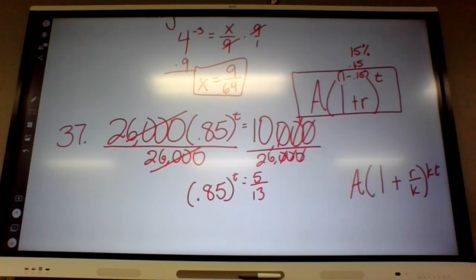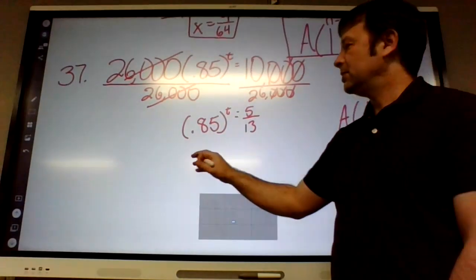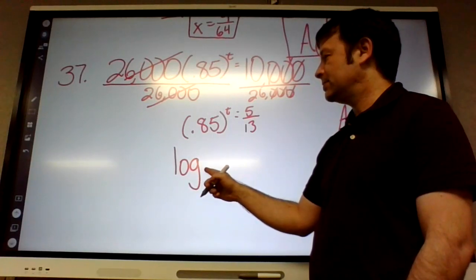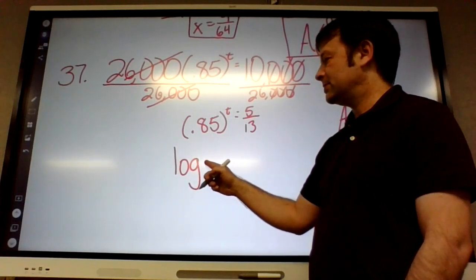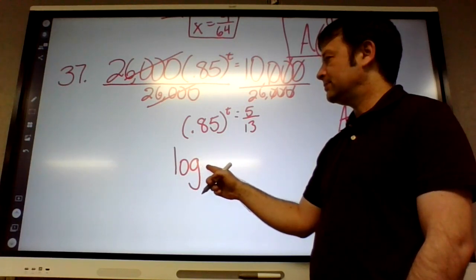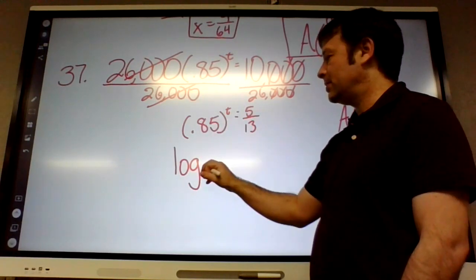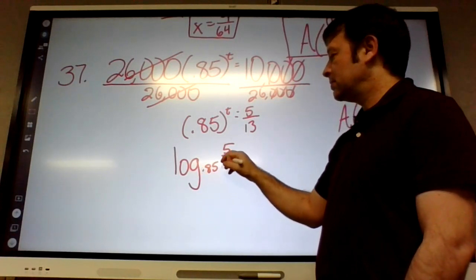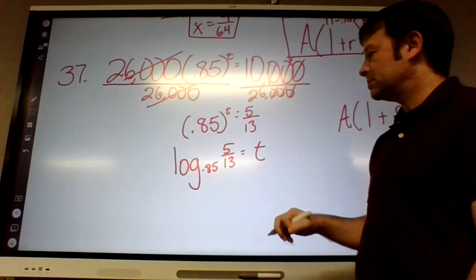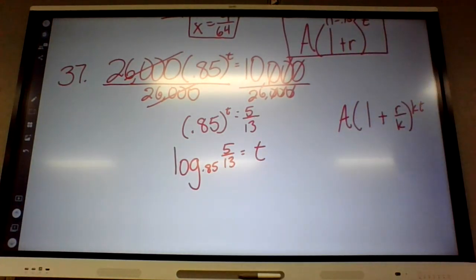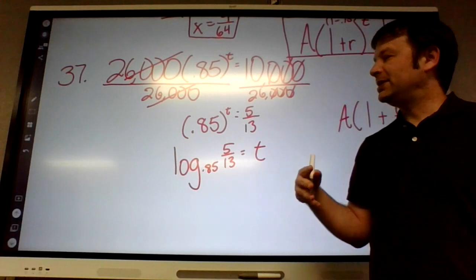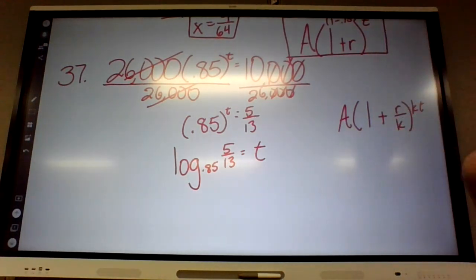All right, now that we have it in exponential form, we need to change it to what? Log form. So in log form, what is the base? 0.85, remember ACB, right? A, C, B. And this is just a numerical value that we got to figure out. T stands for how many years before the car is only going to be worth $10,000.